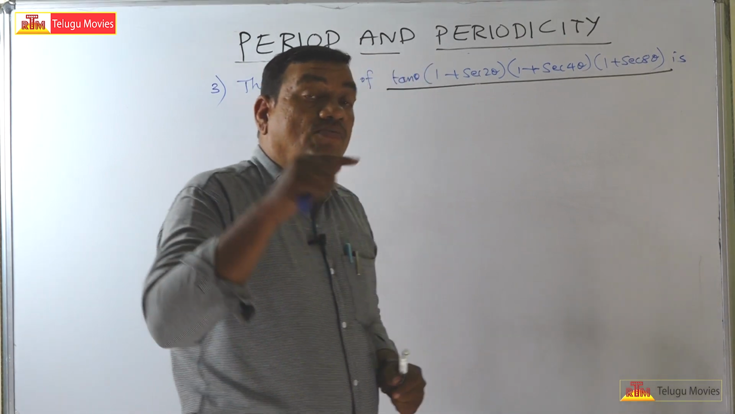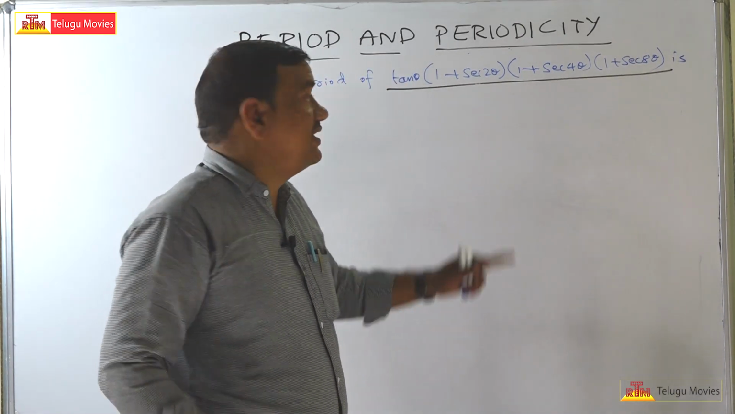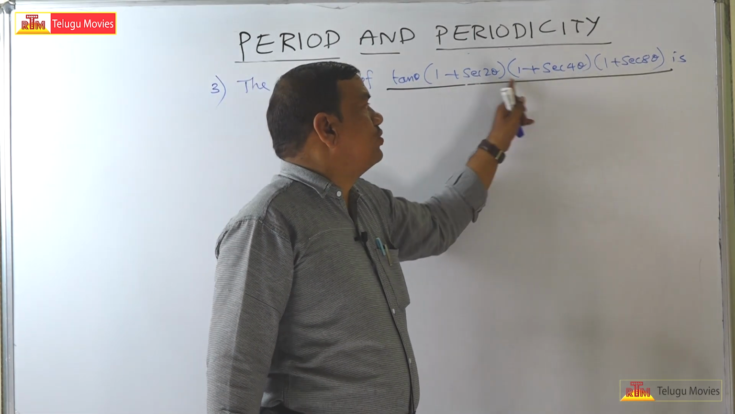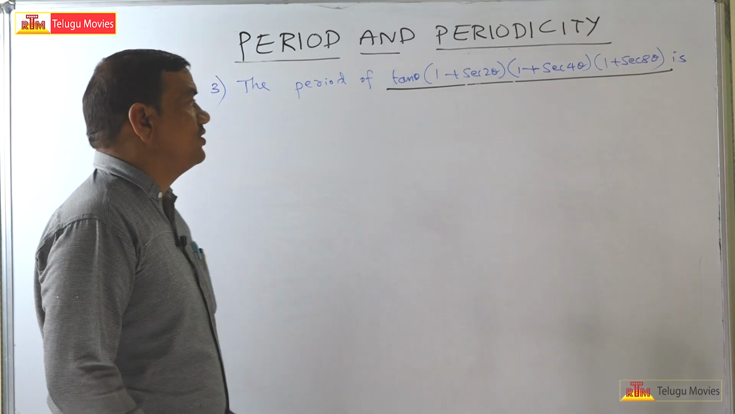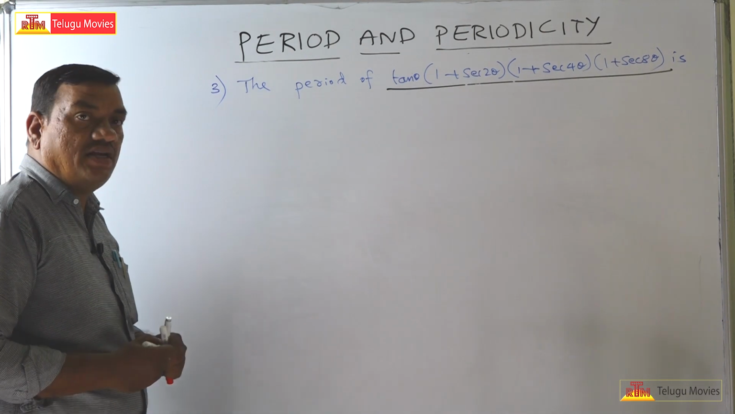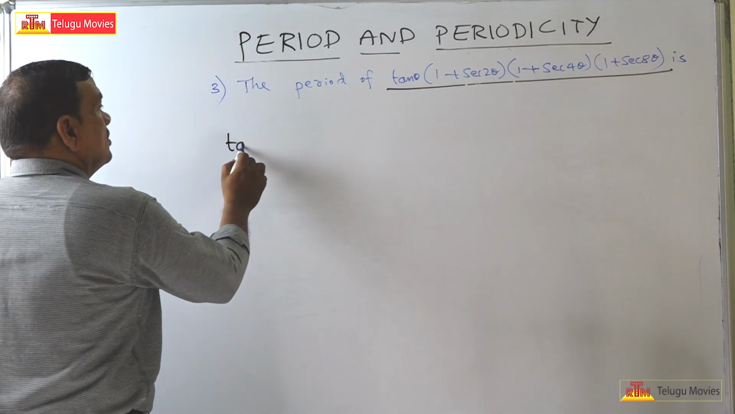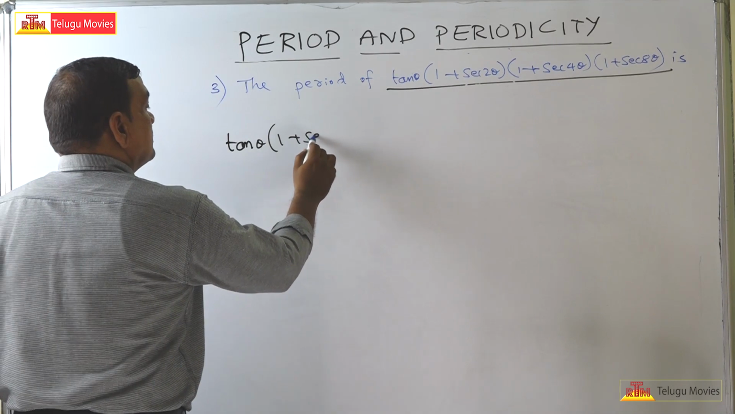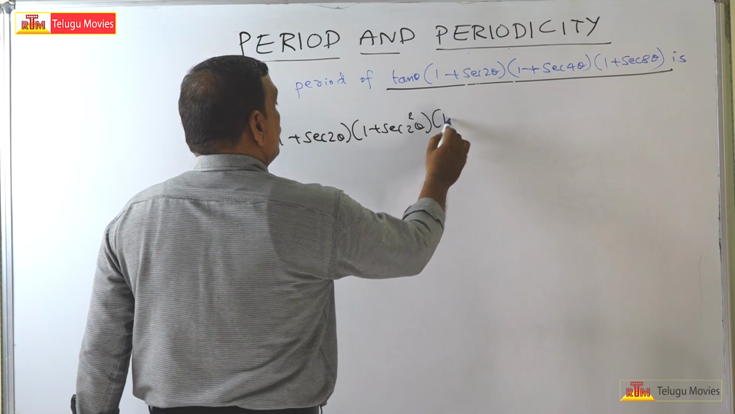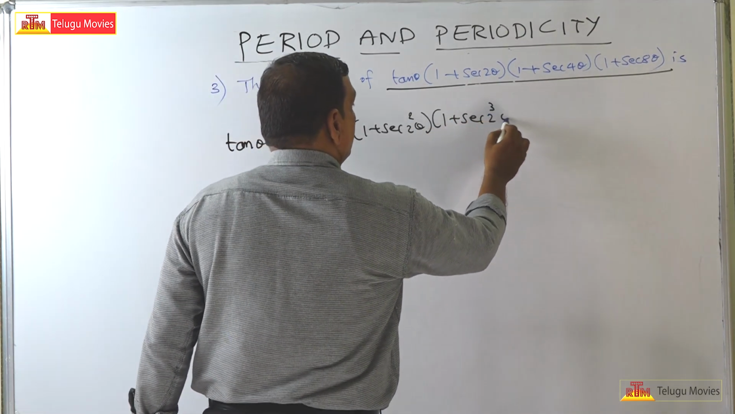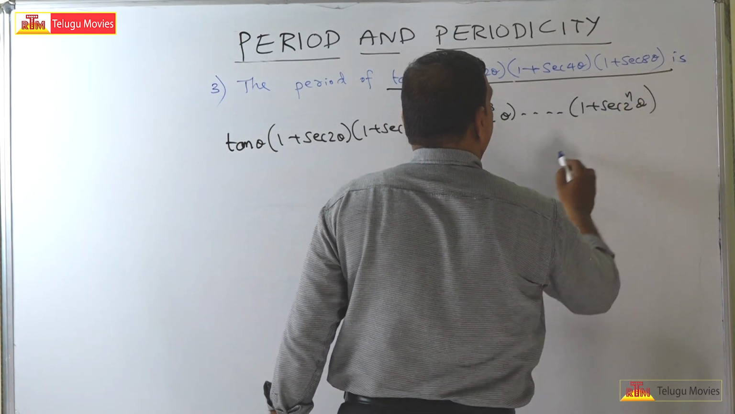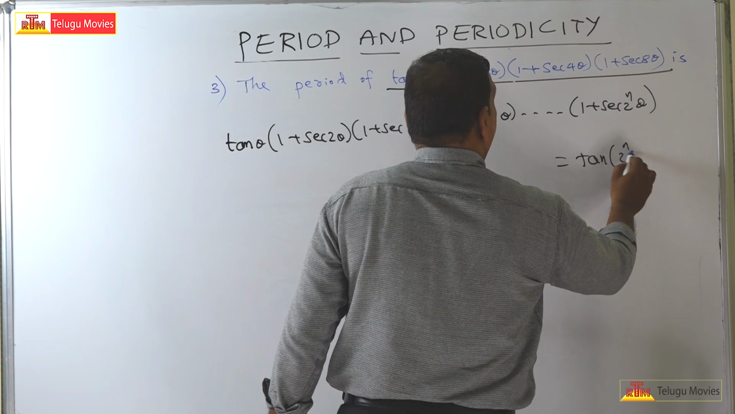Don't take the LCM. That is for plus or minus, but here it is a product of the functions. There is no plus or minus between these functions. So we have a very important result: tan theta into (1 plus secant 2 theta) into (1 plus secant 2 square theta) into (1 plus secant 2 cube theta) and so on up to (1 plus secant 2 power n theta) is equal to tan of 2 power n theta.